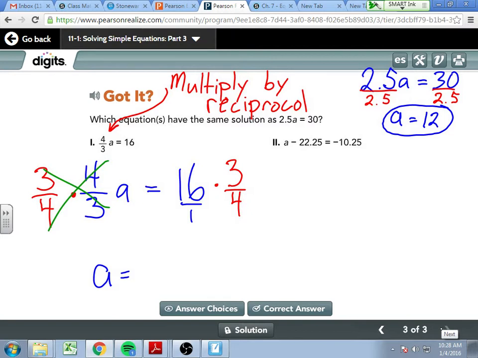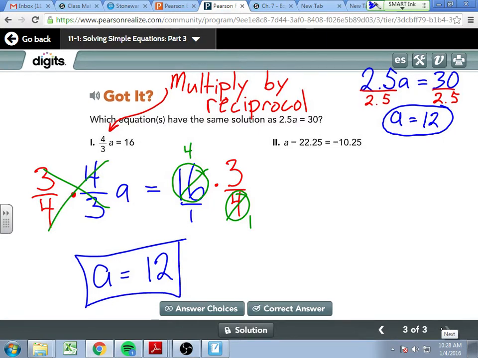Close. Not cross cancel. Cross simplify. Yeah, cross simplify, cross reduce, however you want to call it. 16 and 4 both share a common factor of 4. So we divide by 4 there, and we divide by 4 there. 4 times 3, 12. 1 times 1, 1. So we just get 12. So 1 has the same solution. Woohoo!